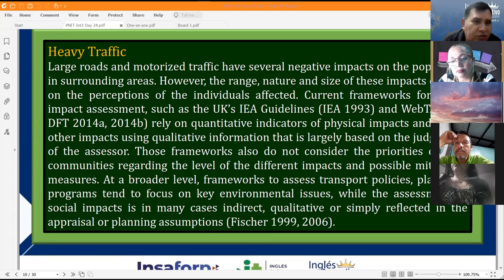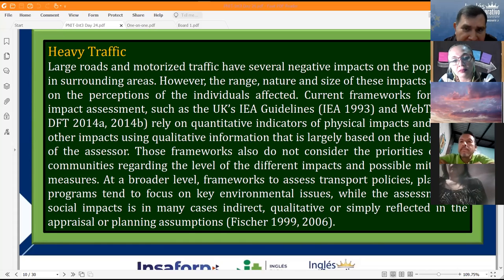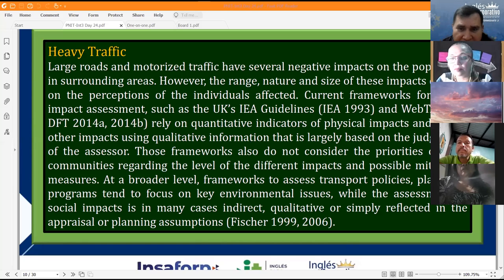Let's see, large roads and motorized traffic have several negative impacts on the population in surrounding areas. However, the range, nature, and size of these impacts depend on the perceptions of the individuals affected. Current frameworks for traffic impact assessment, such as the UK's IES guidelines, published in 1993, and WebTAG UK DFT, and then 2014 and A and B, rely on quantitative indicators of physical impacts and assess other impacts using qualitative information that is largely based on the judgment of the assessor.